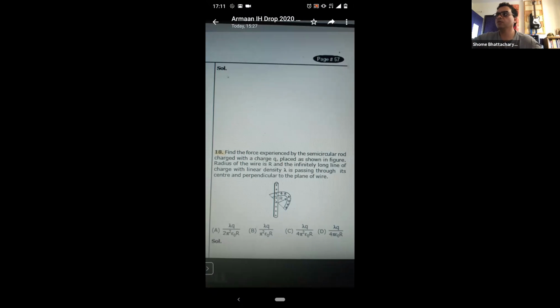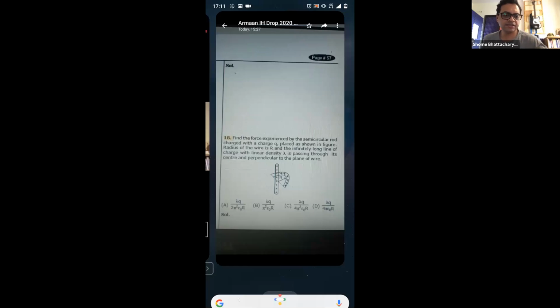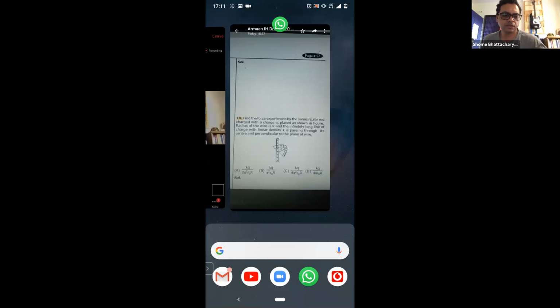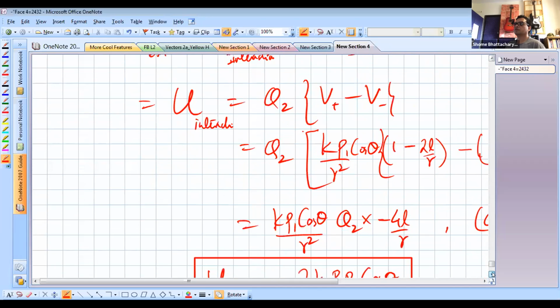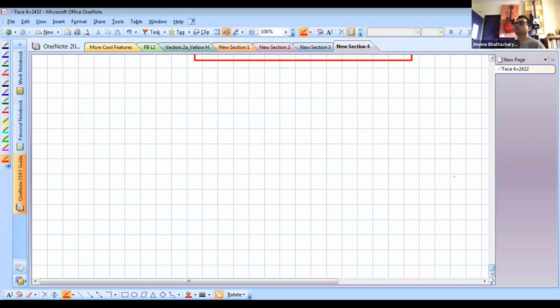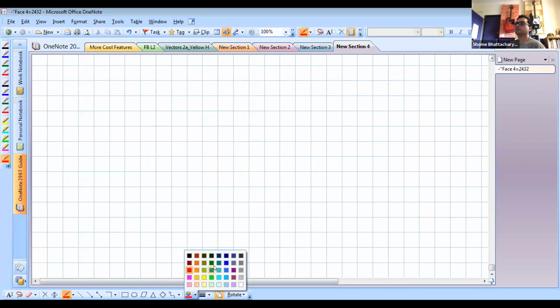So what you do in this question is, let's say your infinite wire is lying along the z axis, and your semicircular ring is lying in the xy plane, with its center of curvature at the origin. Let us view this diagram from the top. The infinite wire is then coming out of the plane towards us. If we make this a two-dimensional diagram with the infinite line coming out of the plane, it will be pretty easy to solve.